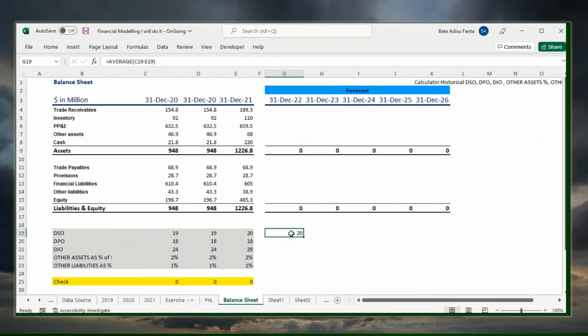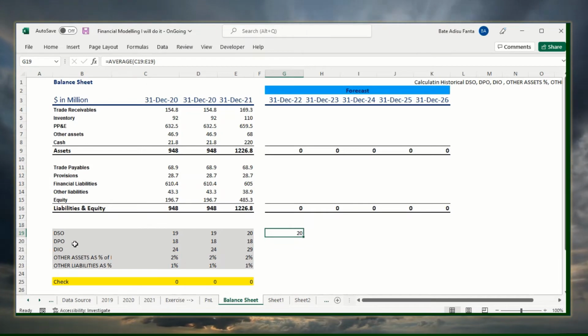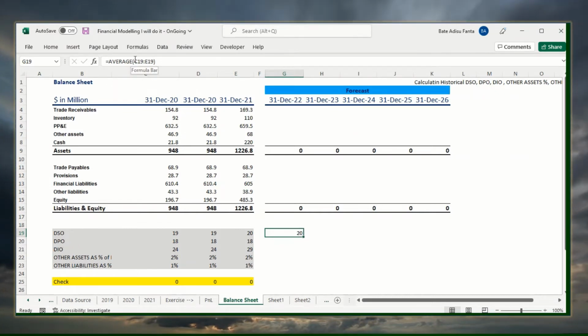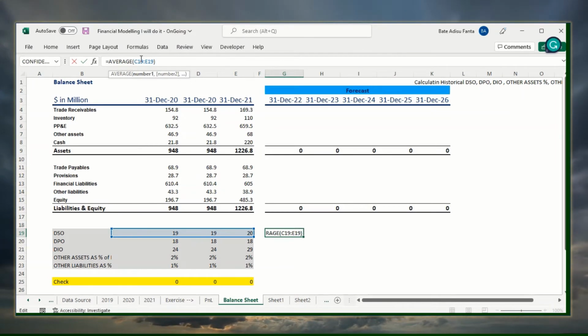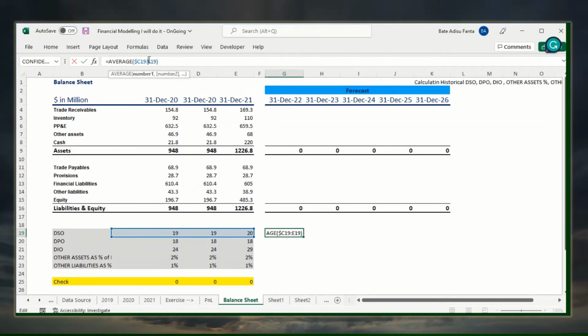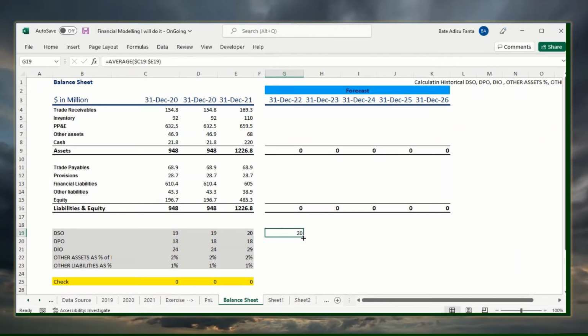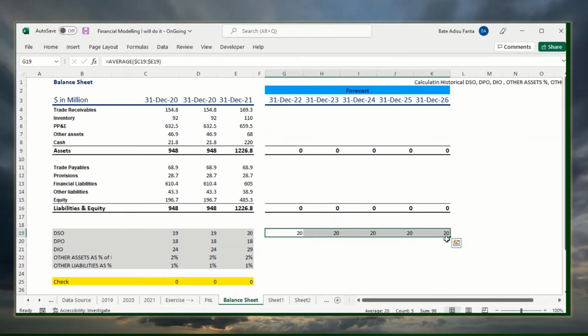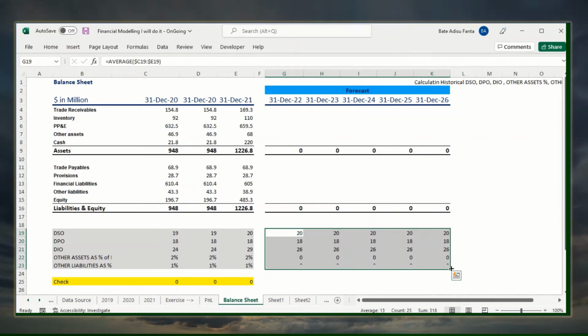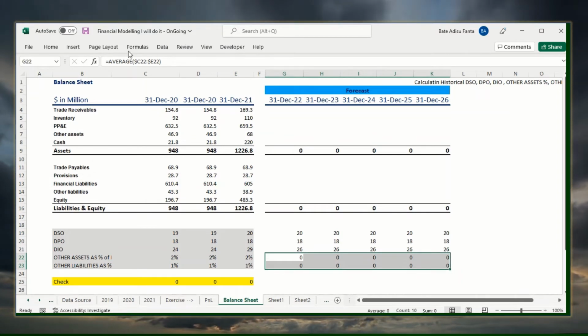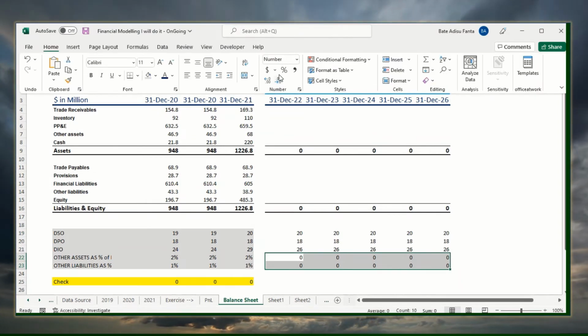We calculate average in the same way we calculate average payable days, days payables outstanding. To do this, I can simply fix the column here, and in the same way, both column and reference, I can simply copy paste this formula down to other years. That's how we can calculate it.